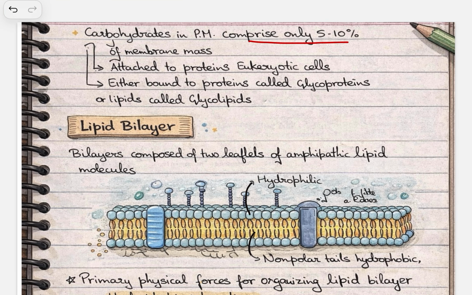Carbohydrate comprises only 5 to 10% of the membrane mass in plasma membrane. They are attached to proteins, either bound to proteins called glycoproteins or bound to lipids called glycolipids.